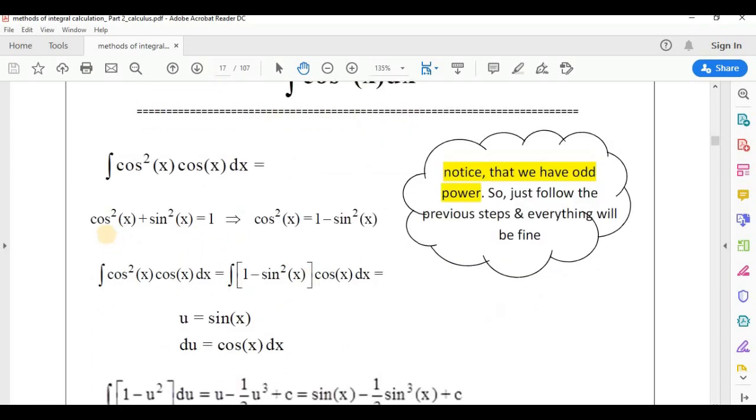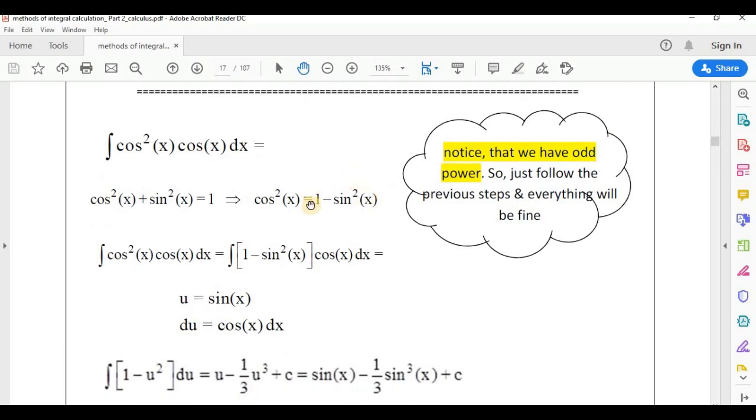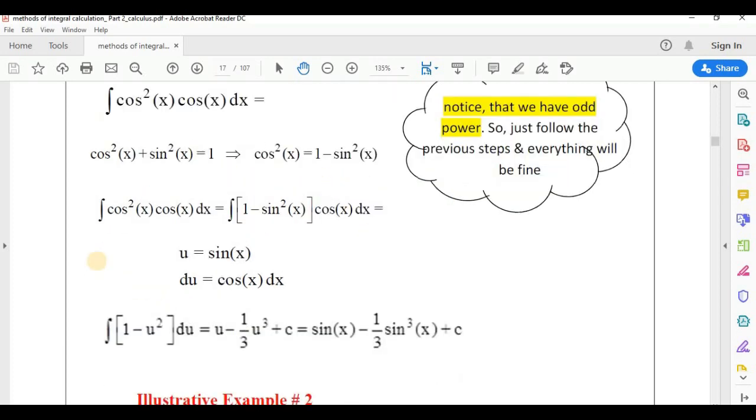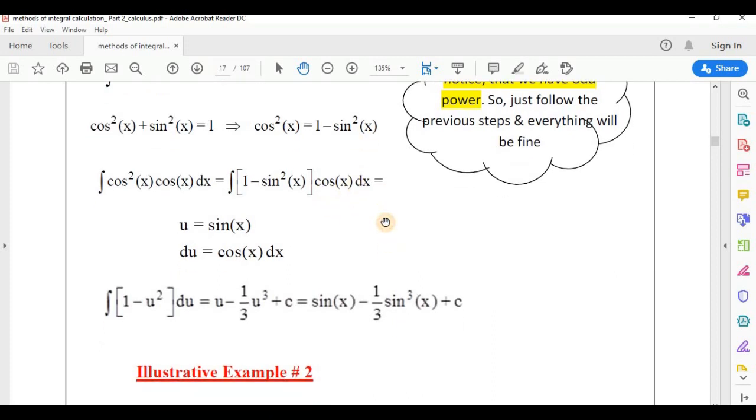Then we will use the equation cosine square plus sine square equals 1. From this equation, we get cosine square equals 1 minus sine square. Then we will substitute this value in the integral. The integral, cosine to the power 2 multiplied by cosine x dx, will be equal to the integral of 1 minus sine square multiplied by cosine dx. This is the first step.